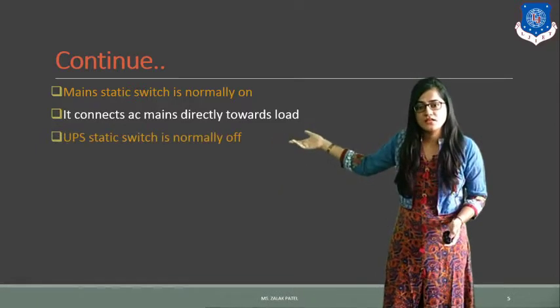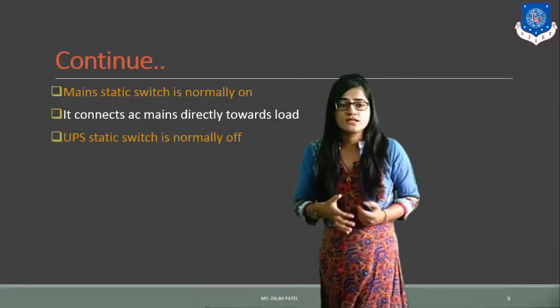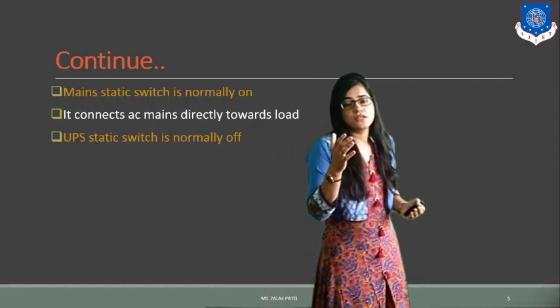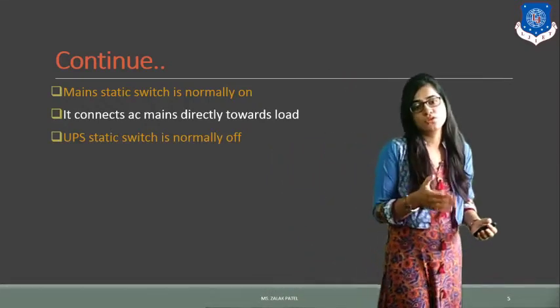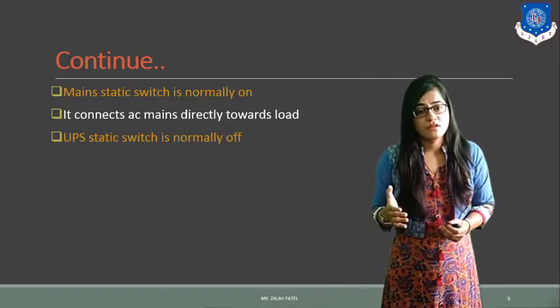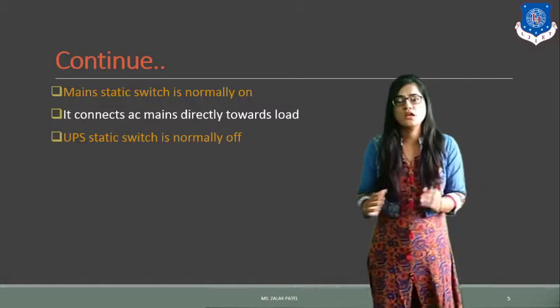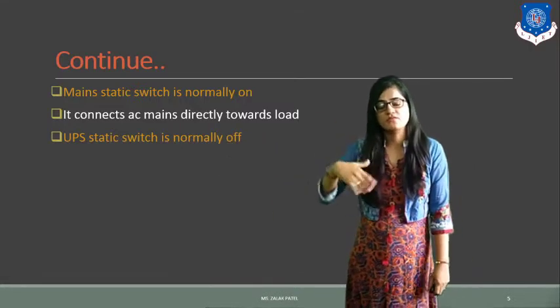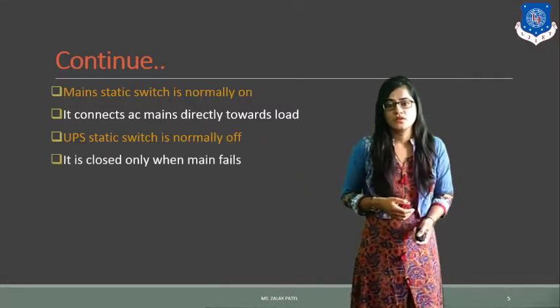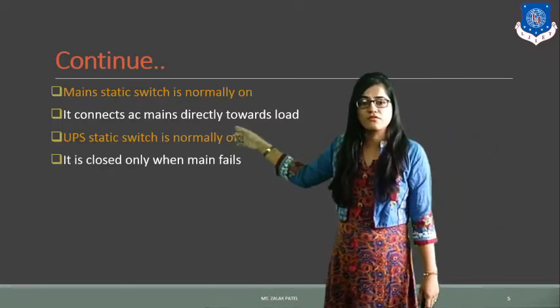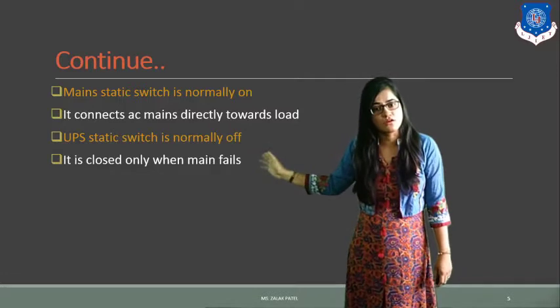Here the UPS static switch is normally off. Why is the UPS static switch normally off? Because in the initial period the main supply will be given through the original static switch, and if that fails, then only the UPS static switch will be used. It is closed only when the main fails, meaning it only works when the main static switch does not work.